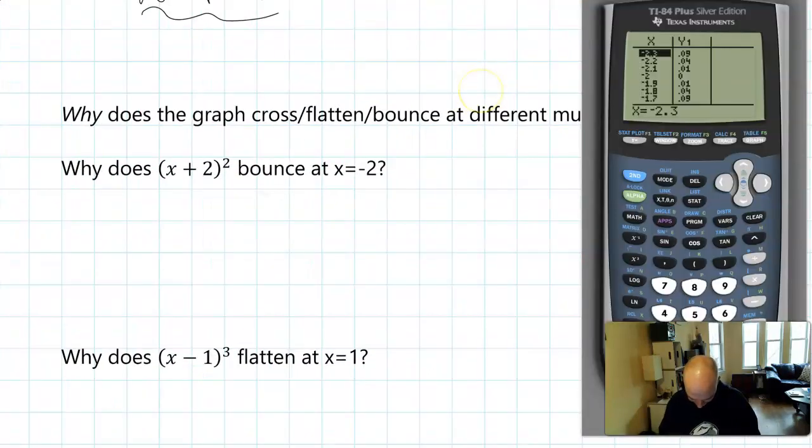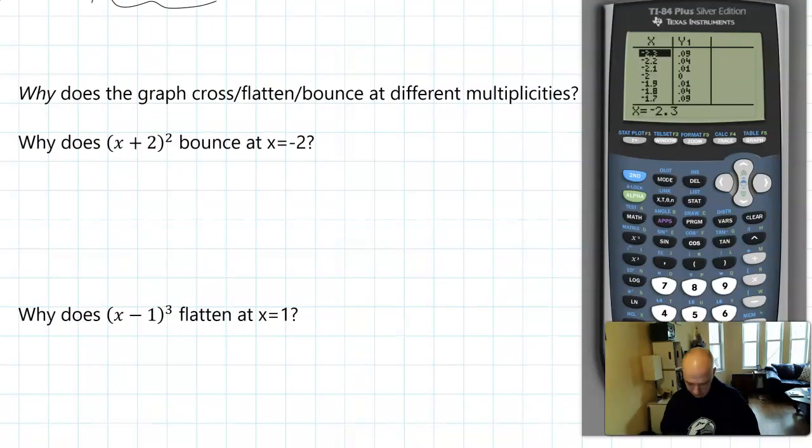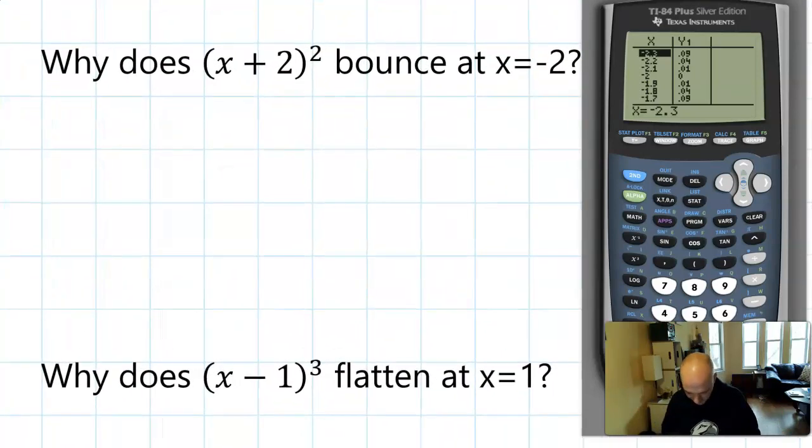Okay. So the second set of questions was, why do the graphs cross, flatten, or bounce at the different multiplicities of zeros? Why does that happen? And I kind of broke that into 2 separate questions too. So the first question is, why does (x plus 2) squared bounce at x equals minus 2? Well, we know that this graph, without any other polynomial stuff, would just be a parabola shifted to the left 2 units and do this.